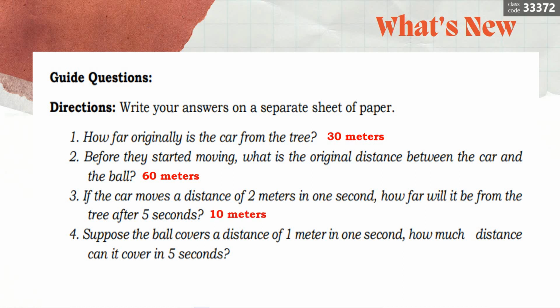Number 4. Suppose the ball covers a distance of 1 meter in 1 second. How much distance can it cover in 5 seconds? The same. 5 times 1, we simply have 5 meters. Okay? We're talking about distance, so the unit must be in terms of distance.